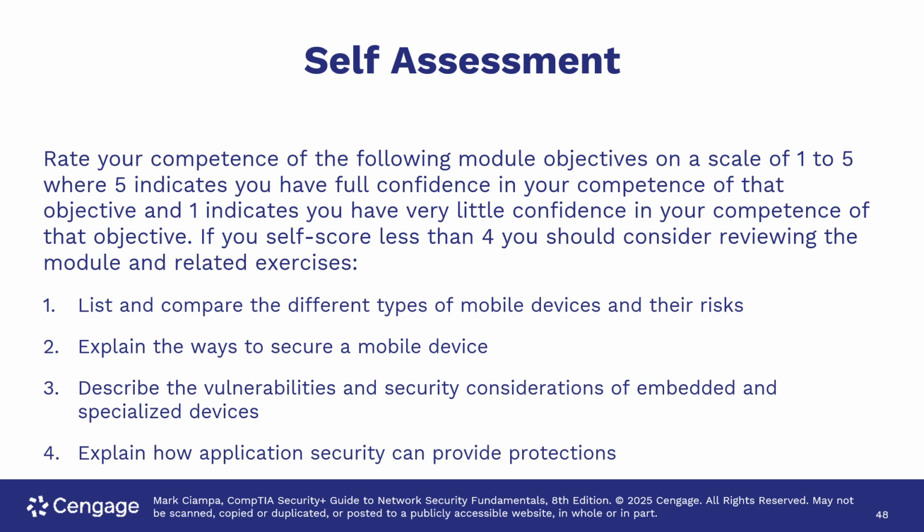Okay, so this is the end of our module or our chapter. You should rate your competence on the following module objectives on a scale of 1 to 5, where 5 indicates that you have full confidence in your competence of that objective, and 1 indicates that you have very little confidence. You should do this as self-awareness, and don't just say, yeah, I got it right, or I'll get it right. Do an objective review of yourself, because then if you have to, you should go back and review that module and the related exercises. Go review that module and see where you need to focus.